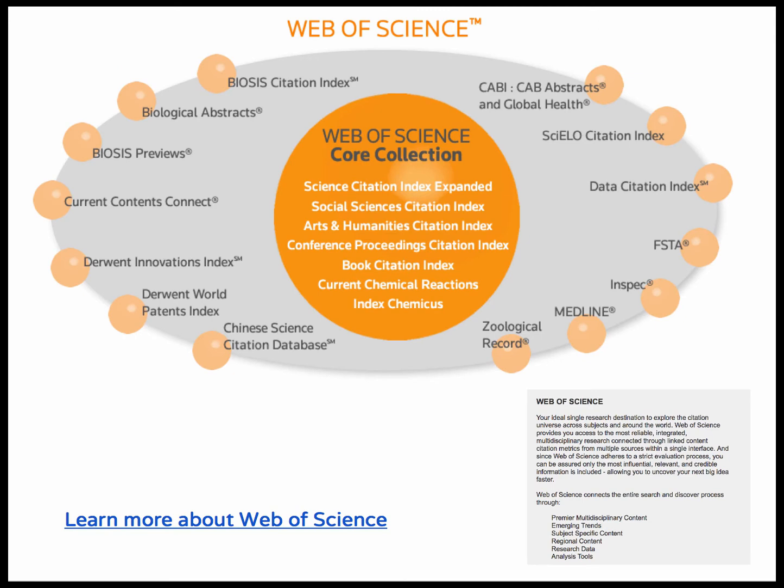But now we've moved to a few sources that measure citations. And one of them is the Web of Science, which I believe many of you looked at in the Rutgers databases earlier in the semester. Web of Science covers a huge core collection, which is not only science, as you can see, it's social science, the Arts and Humanities Citation Index, as I mentioned before, conference proceedings, the Book Citation Index, Current Chemical Reactions, and Index Chemicus. And you can see some of the indexes that are involved in the circle around it.